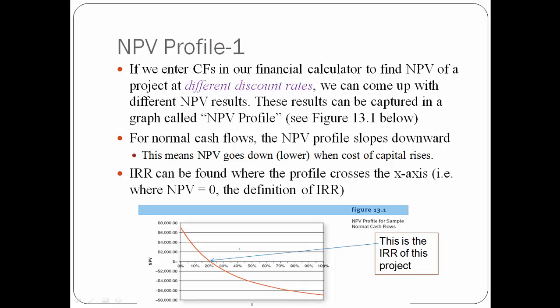IRR can be found where the profile crosses the x-axis, so it's here. According to the definition of IRR, IRR is the discount rate that makes NPV 0, right? So here, about 20%, this is the IRR of this project in figure 13.1.